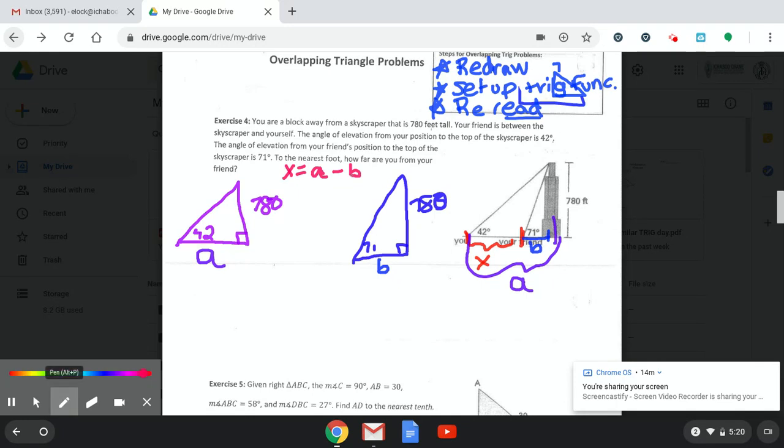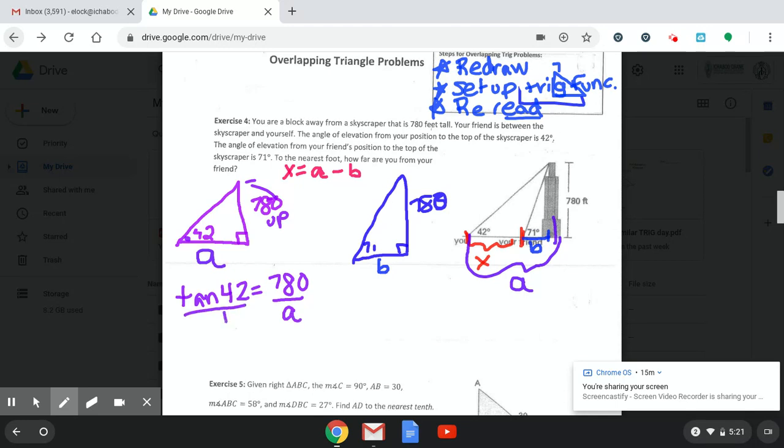So now that I have two right triangles and I have enough parts drawn, we're going to set up our trig function. From 42 degrees, we have the opposite side is 780. A is going to be our adjacent. So we're going to use tangent of 42 equals 780 divided by A. Now, a little trick with this: when your variable A is in the denominator, you're really just going to flip-flop these. So A will equal 780 divided by tan 42.